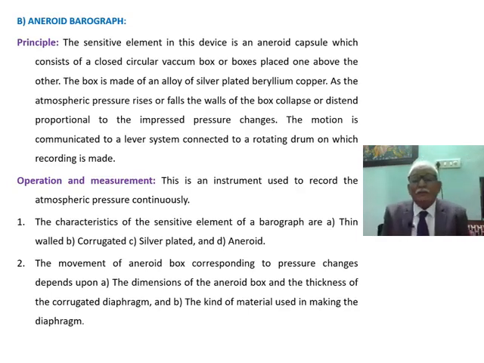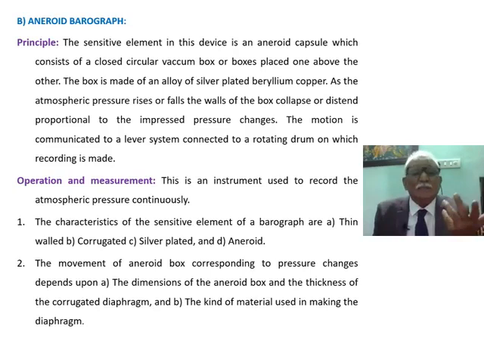Now, the aneroid barograph. Very, very simple. One or two cells are in the barograph, or more, 1, 2, 3, 4, 5 cells, one above the other. When the atmospheric pressure goes on decreasing, they expand. When the atmospheric pressure goes on increasing, they contract. It is converted to a magnifying system, attached to a pendulum or the rotating drum, and it goes on recording. Please note that.